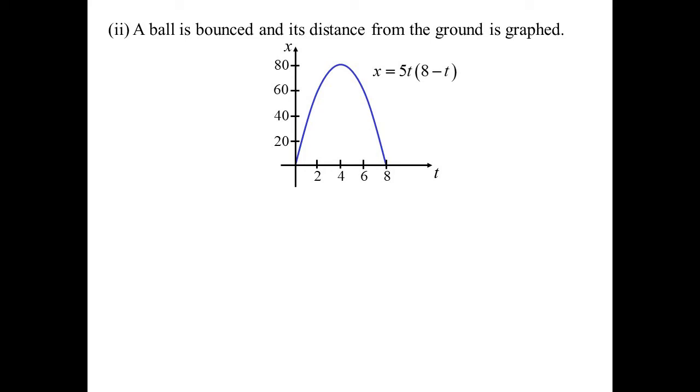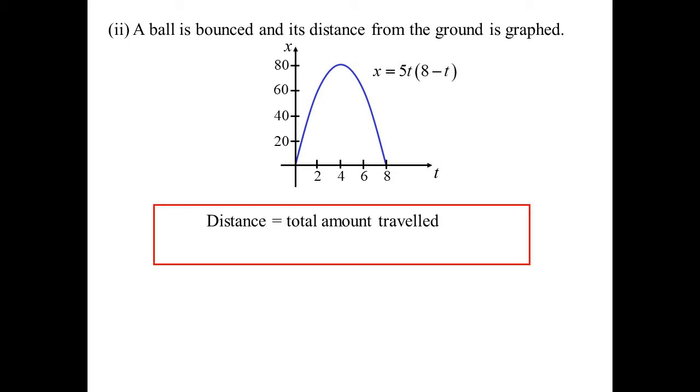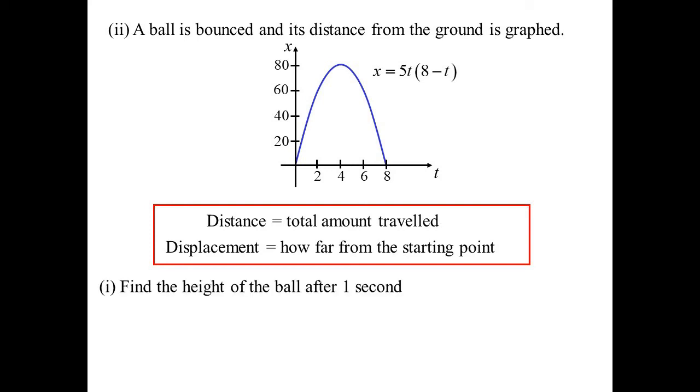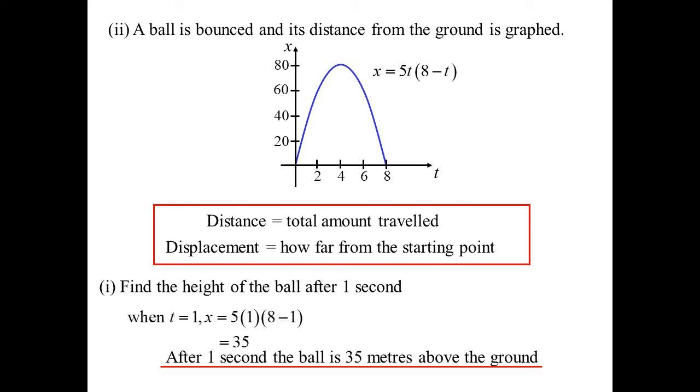We can have curves. So we're bouncing a ball and its distance from the ground is graphed there. And there's the equation of that particular graph. So the distance, remember, is the total amount travelled altogether, as opposed to the displacement, which is how far, usually from the starting point, but you could be asked, what's the displacement from another point, but usually it's the starting point. So find the height of the ball after 1 second. Well, we've got a formula we can sub into. I mean, yes, you can read off the graph, but let's use the formula, and we've got 35.